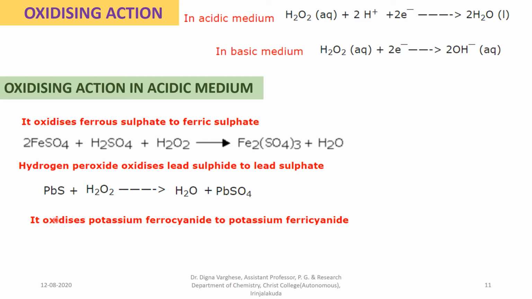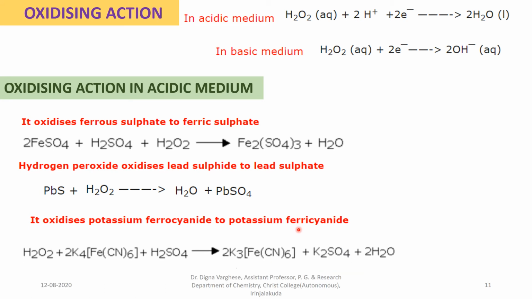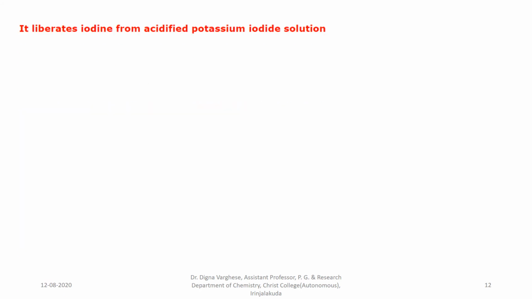Next reaction, it oxidizes potassium ferrocyanide to potassium ferricyanide. That means hydrogen peroxide in acid oxidizes potassium ferrocyanide. Here the oxidation state of iron is Fe2 plus and it converts to Fe3 plus, potassium ferricyanide. Another oxidizing action in acidified solution: potassium iodide treated with hydrogen peroxide in acidic solution will liberate iodine.